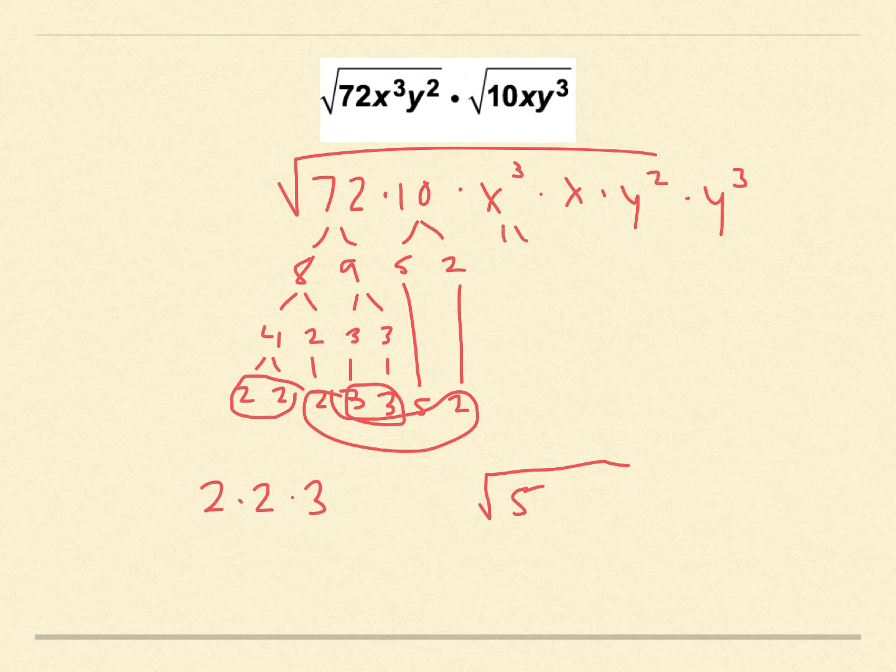So x cubed tells me I have how many x's here? 3. But then I also have this other x. I'm going to change the color so you can see it a little bit better. So 3 x's here. And then I have this other x here. So how many x's do I have in total? 4. And I'm circling groups of how many? Groups of 2. So how many x's come to the outside? 2.